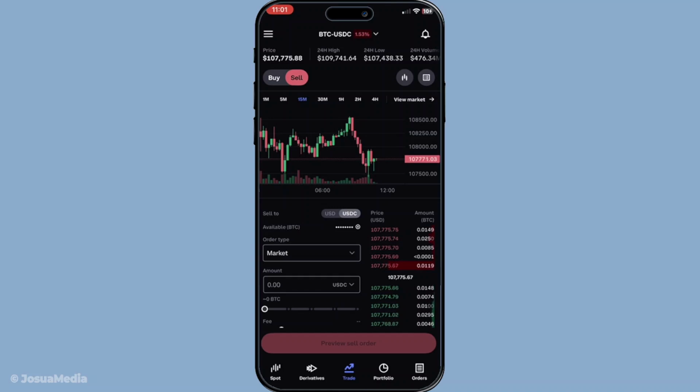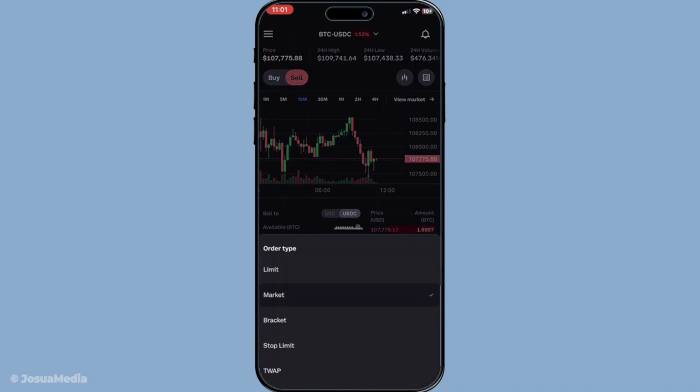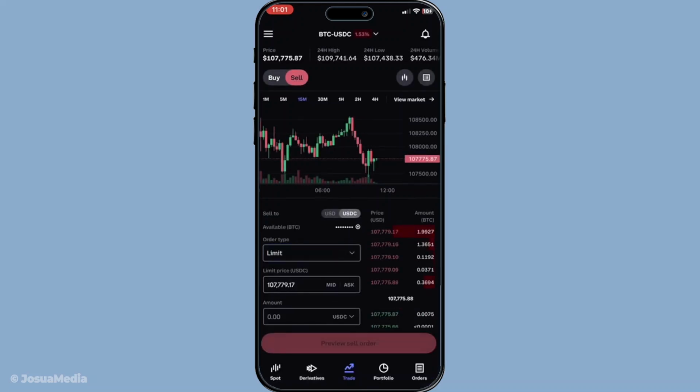For even lower fees, consider using limit orders. If you're trading strategically and not rushed by immediate market execution, limit orders are your best friend. When you place a limit order, you might qualify as a maker, which could result in lower transaction fees. This is an excellent strategy if you're looking to minimize costs in your trading activities.